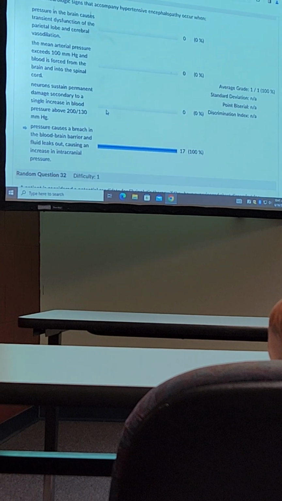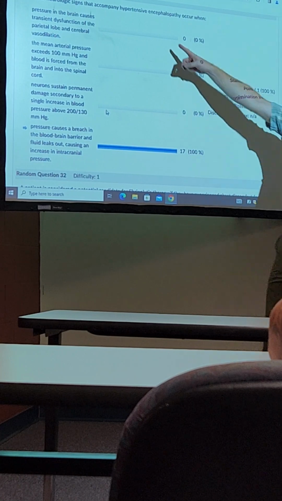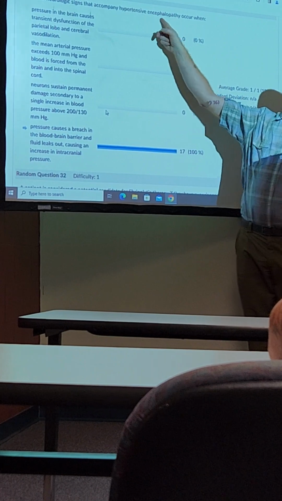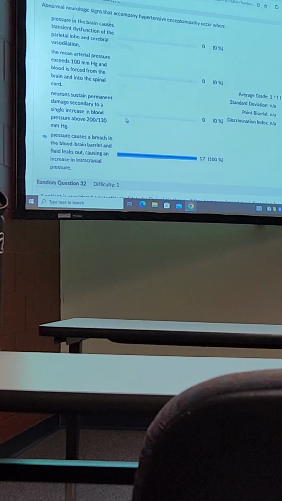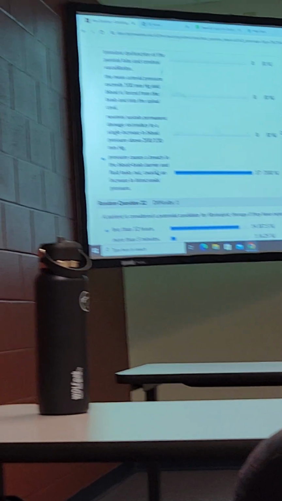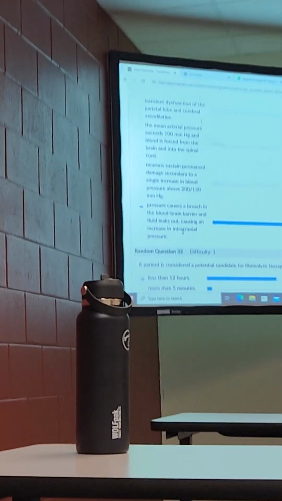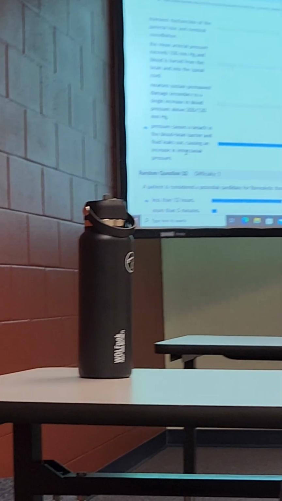Abnormal neurogenic findings with hypertensive encephalopathy. Wow, big words. High blood pressure with some sort of condition in the brain. Right? Pressure causes the blood-brain barrier breach, fluid leaks out, causing increased ICP. Too much fluid is going into the brain.